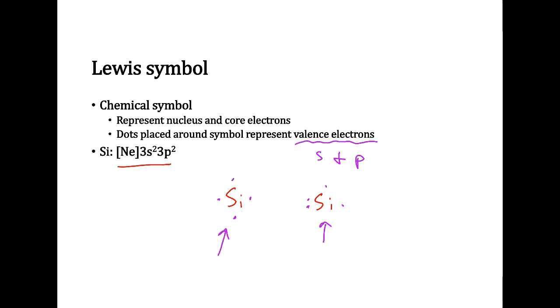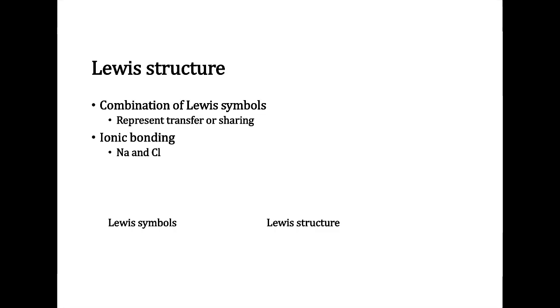So let's go ahead and consider our first Lewis structure here really quick. Whenever we're talking about a Lewis structure, this is more or less combining 2 or more Lewis symbols. Here we're going to consider an ionic compound, sodium chloride. Here, this is whenever we're going to actually show the transfer of electrons.